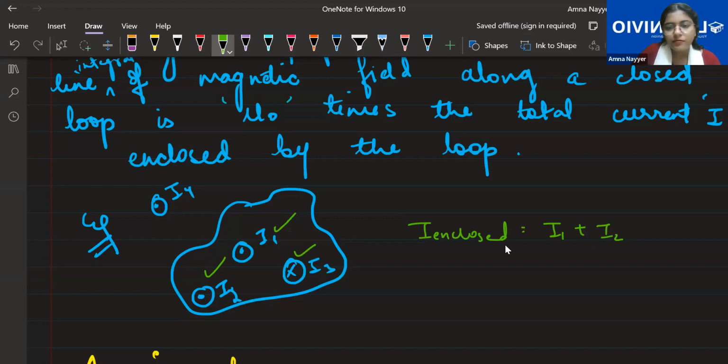Plus I2. This is in the opposite direction, so minus I3. Like this, I have the net current. I will not be enclosing this. Got it?